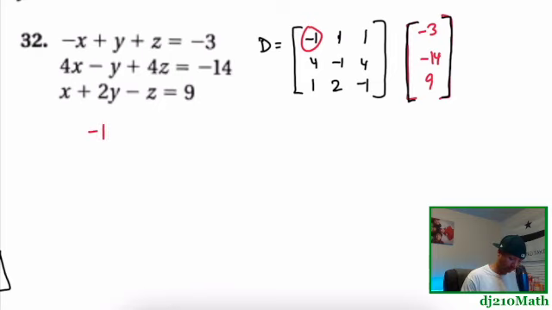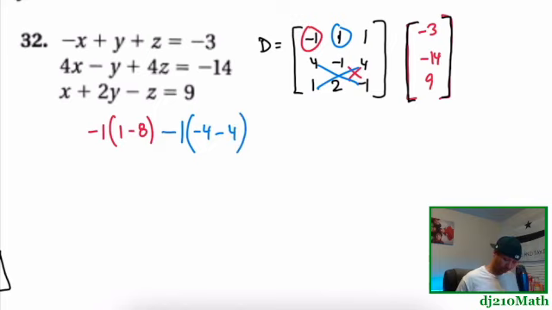So -1 times +1 minus 8 minus -4. Right, I don't really care about the 1, but I guess we could put it there. -4 minus 4 plus 8 minus -1.